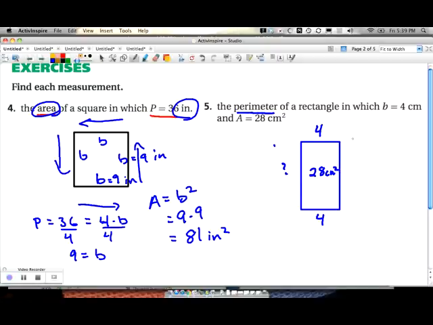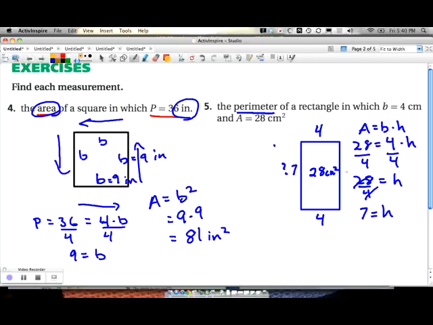Well, I know that area equals base times height. So 28 equals 4 times h. If we divide by 4, we figure out that 28 divided by 4 is our height. Well, that's just 7. 7 equals our height.